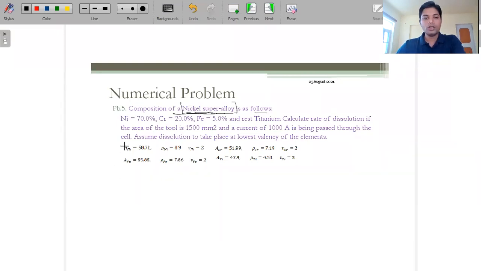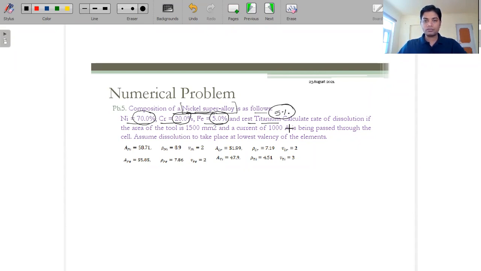Okay, so nickel percentage is 70%. The second is chromium, which is 20%, the iron which is 5%, and the rest is titanium. So guys, the total nickel superalloy will be 100%. Individual elements are added and it will become a total of 100%. So nickel is 70%, chromium is 20%, so this will become 90. 70 plus 20, 90. Iron is 5%, so it will become 95, and the rest is titanium. So how much is remaining? 5%. Please keep this in mind.